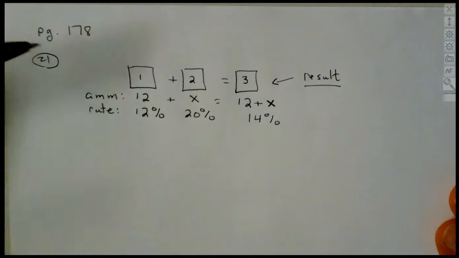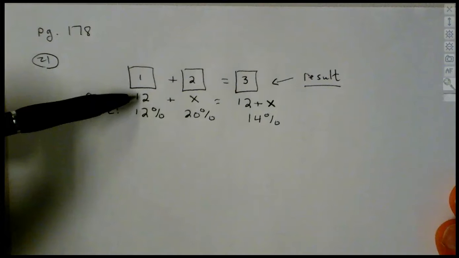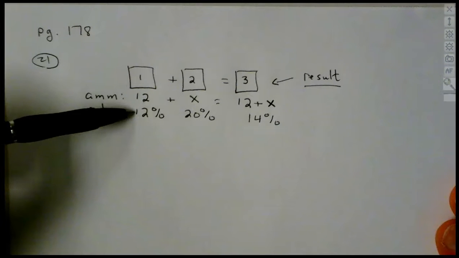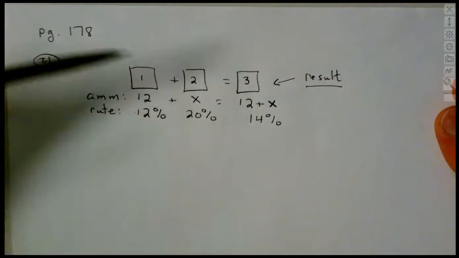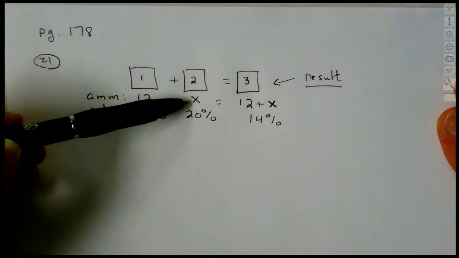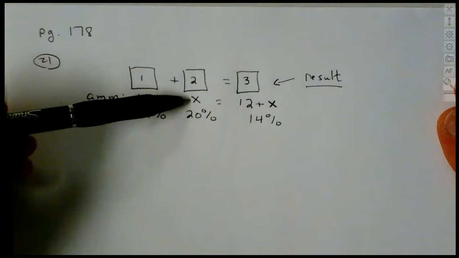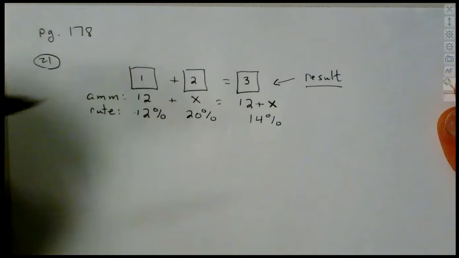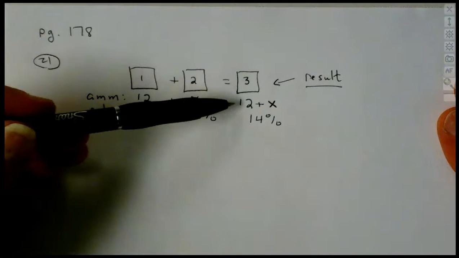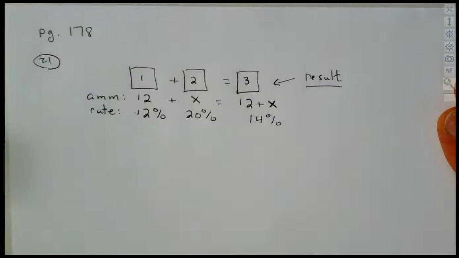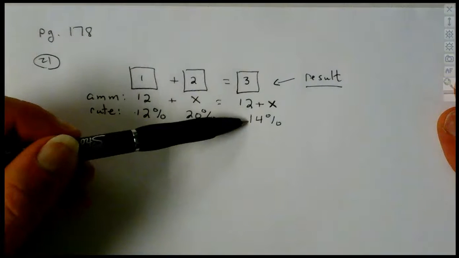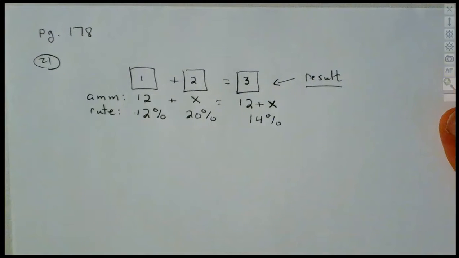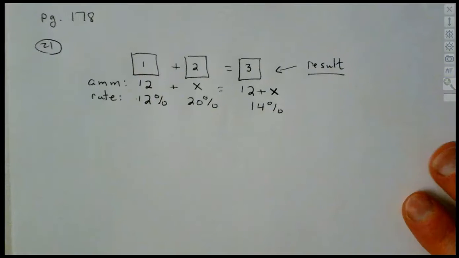So we've got a container that has 12 liters of a 12% solution. So that's box 1. We're going to mix that with another container of unknown amount that's 20% for the concentration. They're going to add together across, so that gives you 12 plus x, and our result is a 14% solution. So that is our diagram. We're now going to use this to make our equation.